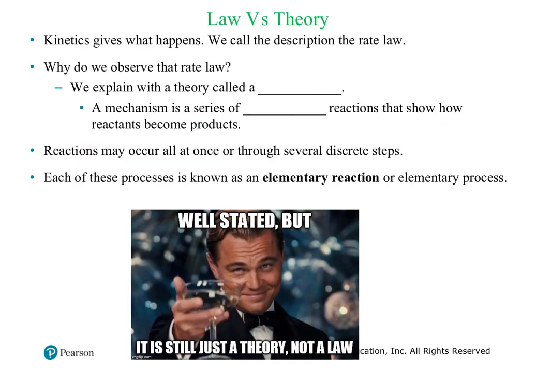Okay, you survived the math. We're done with all of the hard math for the chapter. Now we're going into talking about mechanisms. So kinetics tells us what happens, and that's our rate law. But our theory for these rate laws are called mechanisms. Remember that theories are a way that humans have developed to explain laws. And so what we have come up with is that mechanisms are a series of stepwise reactions that show how our reactants turn into products.